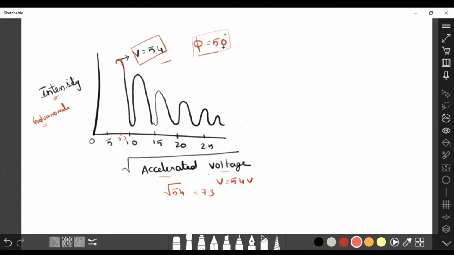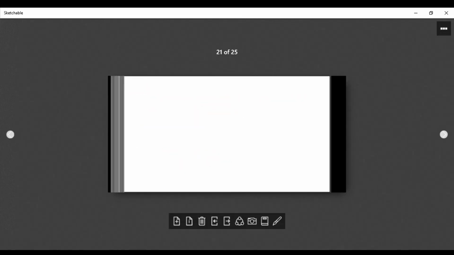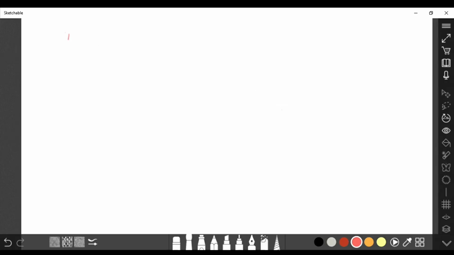So let us calculate the wavelength by using these two evidences. Now listen, experimentally we are going to calculate the wavelength, and next we are going to discuss theoretically also. Theoretically also we are going to calculate the wavelength. So let us start the calculation. Experimentally, they have observed two things: V is equal to 54 volts and phi is equal to 50 degrees. We are going to calculate the lambda.